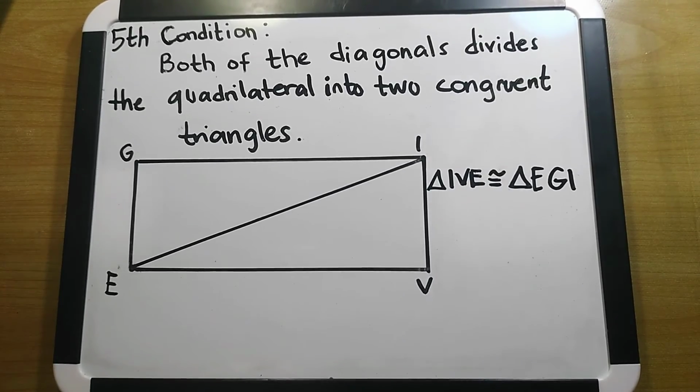For our fifth condition, if the diagonal divides the quadrilateral into two congruent triangles, then it is a parallelogram. Diagonal IE bisects quadrilateral GIBE into two congruent triangles. The two congruent triangles formed are triangle IBE and triangle EGI. Triangle IBE is congruent to triangle EGI. Hence, it is shown that two congruent triangles are formed in this quadrilateral. Therefore, it is a parallelogram.